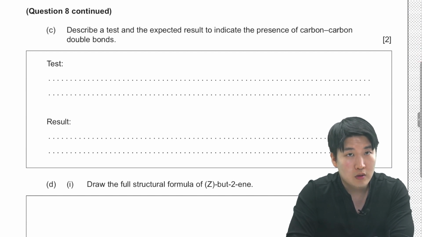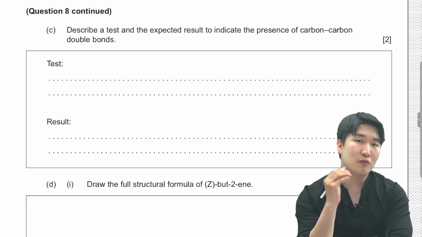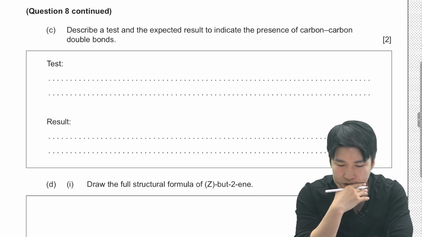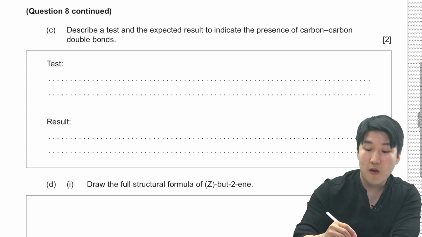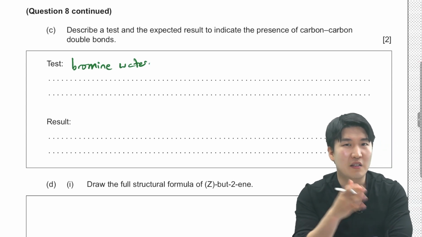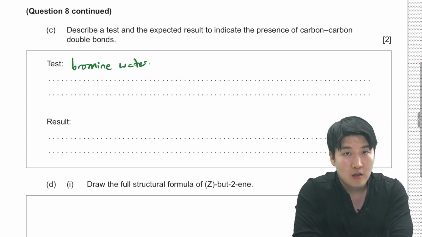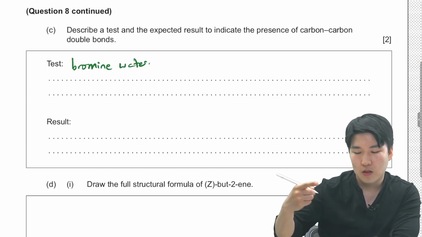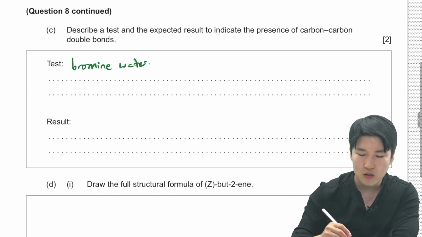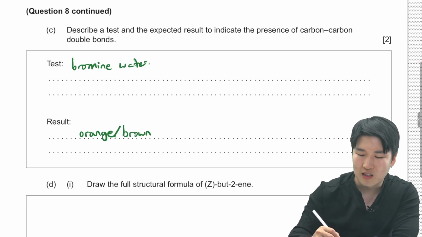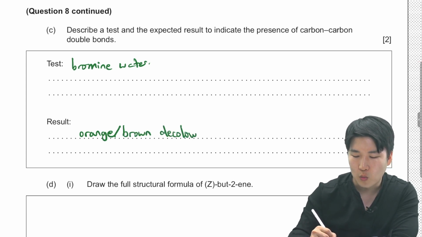The presence of carbon-to-carbon double bonds, in other words alkenes, undergo the characteristic electrophilic addition reaction with halogens and other electrophiles. So therefore, bromine water testing could indicate the presence of carbon-to-carbon double bonds. If there is one, we would have the orange-brown bromine water decolorizing. Why?